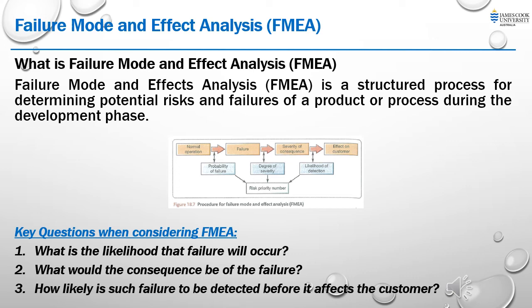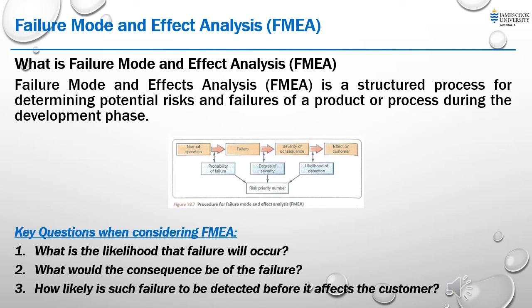FMEA is typically conducted in a team-based approach and involves three steps. The first step is identification of potential failure modes. The team identifies all possible ways in which a system or process could fail, including the cause and potential effect. The second step is the assessment of the severity, likelihood, and detectability of each failure mode.